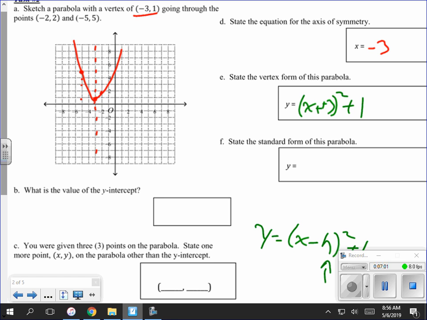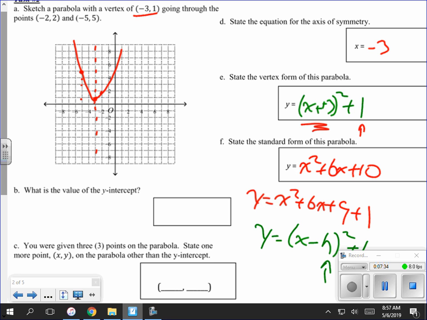State the standard form. Take the x plus 3 and square it out. So my first step in finding standard form is take this and square it out. Y equals x squared plus 6x plus 9, and then I still have my plus 1. X squared plus 6x plus 9 is x plus 3 squared. Still have my plus 1. Add them together. X squared plus 6x plus 10.